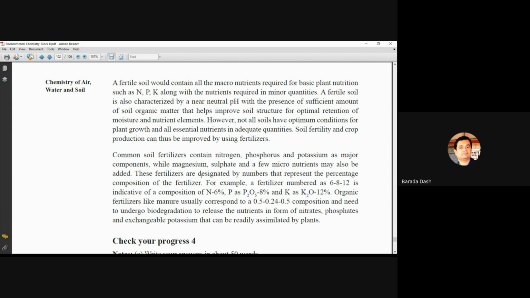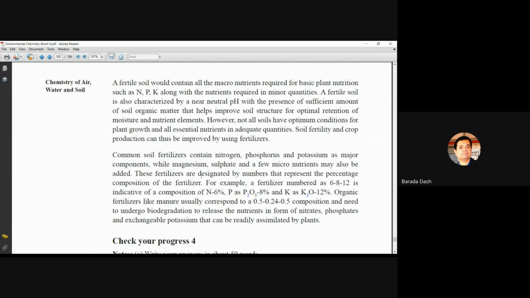So, if the soil doesn't have the required amount of fertility, we use fertilizers like potash, urea, or phosphate fertilizers. They provide plants the required nitrogen, phosphorus, and potassium nutrients.